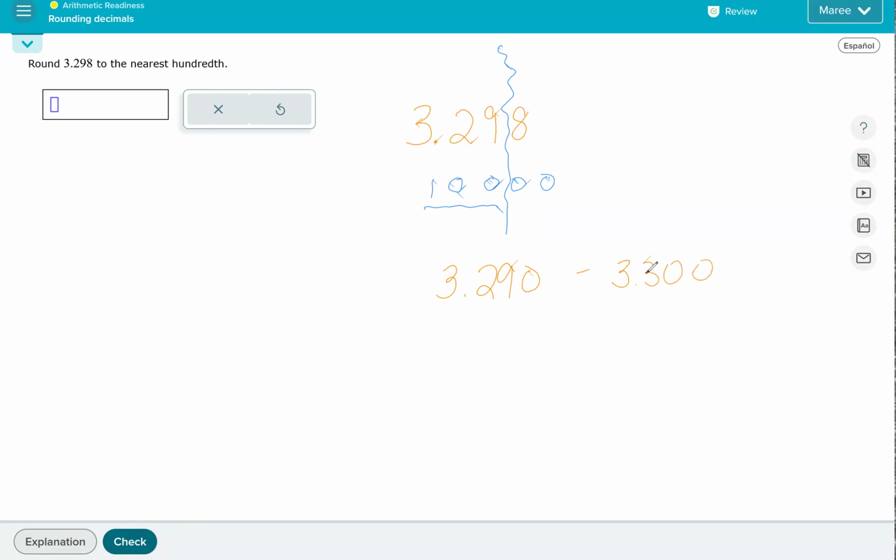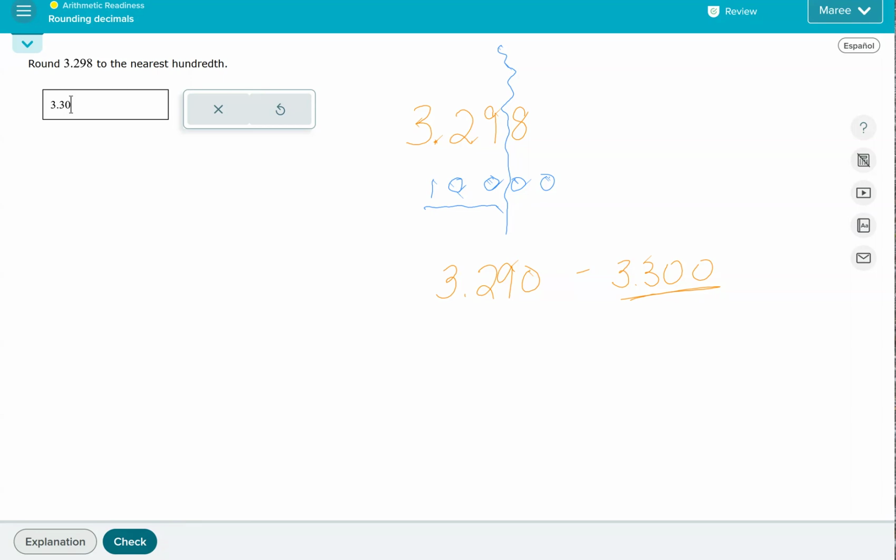So we want to know, if you just looked at the thousandths, 298 thousandths, this is 290, and this is 300. 298 is closer to the 300. So we're going to put 3.30, and you need the 0 because they said round to the hundredth place. So you have to have a hundredth place. So it would be 3.30.